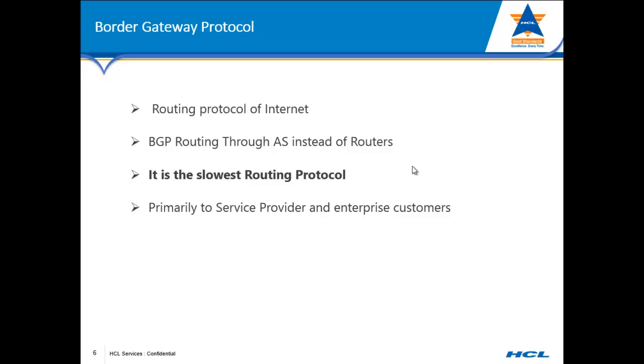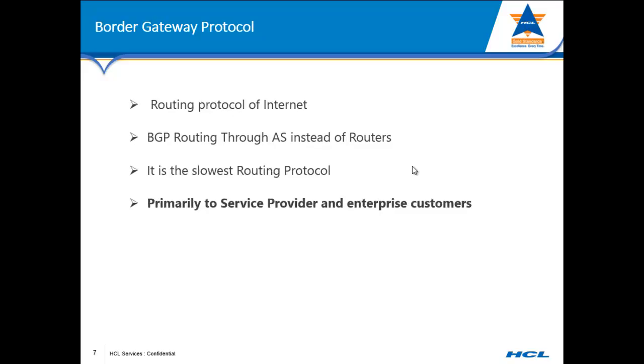And it will not do much in a hurry. It will send packets to check whether the neighbor is alive or not. In case it is not alive, in case of any network failure or link failure, it will do a calculation, but it is not in that much of a hurry. So I can say it is the slowest routing protocol. And it is mainly for service providers as well as enterprise-level customers.